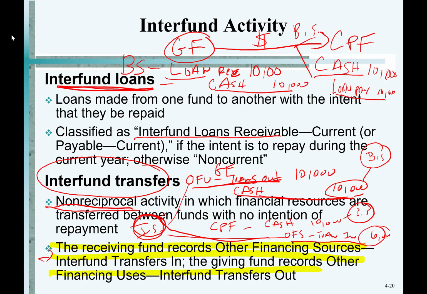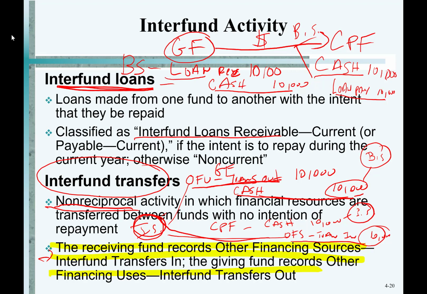You could also have interfund transfers. If the general fund is going to transfer money to, say, the capital project fund with no expectation that the money is going to be paid back, we still credit cash for $10,000 in the general fund, don't we?